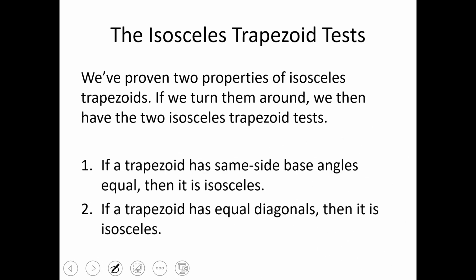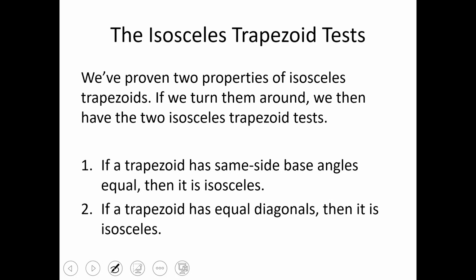All right, now let's talk about the trapezoid test, the isosceles trapezoid tests. In each of these cases, we know to begin with that we have a trapezoid, and we're told that this trapezoid has some additional property, and we will be asked to prove that this trapezoid has to be isosceles. So here's the first. If a trapezoid has a pair of same side base angles that are equal, then it must be isosceles. And second, if a trapezoid has equal diagonals, then it must be isosceles.